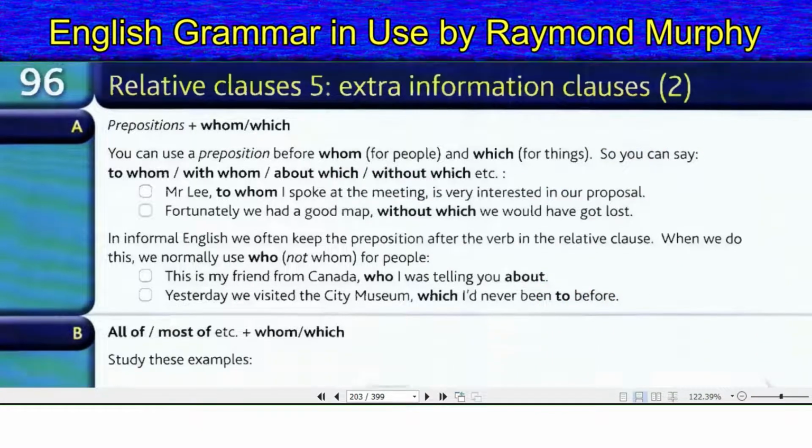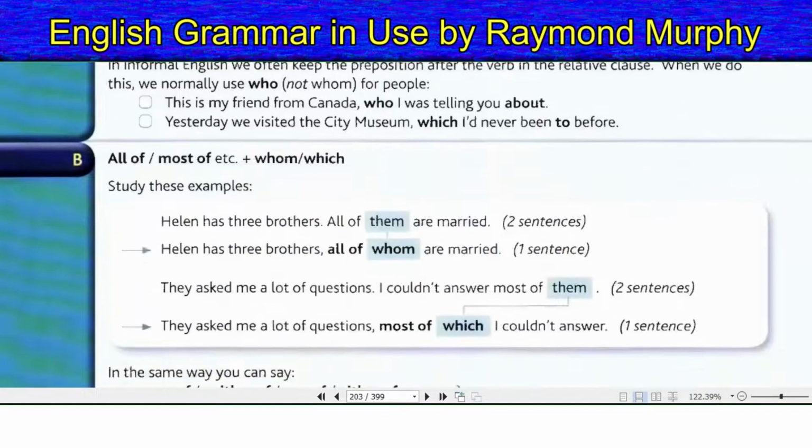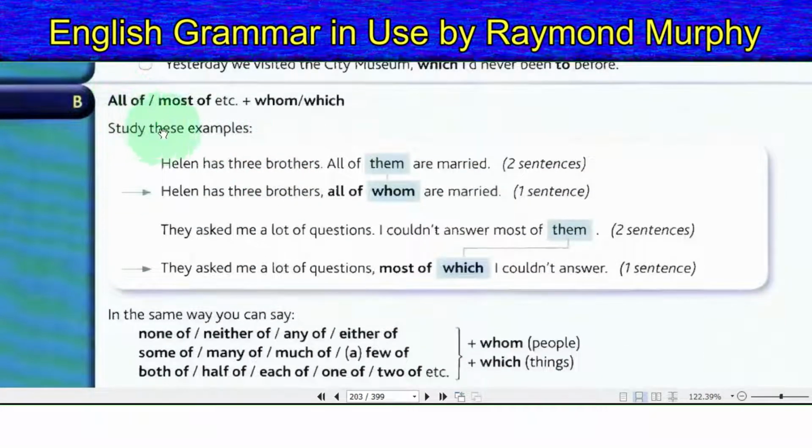B. All of, most of, etc. plus whom, which. Study these examples. Helen has 3 brothers. All of them are married. 2 sentences. Helen has 3 brothers, all of whom are married.